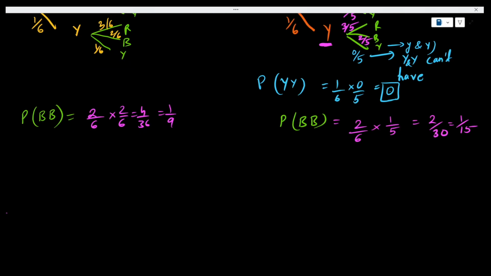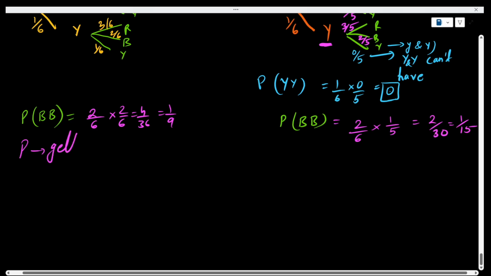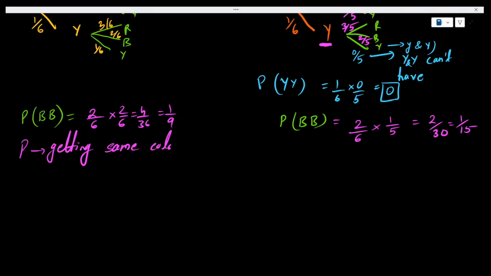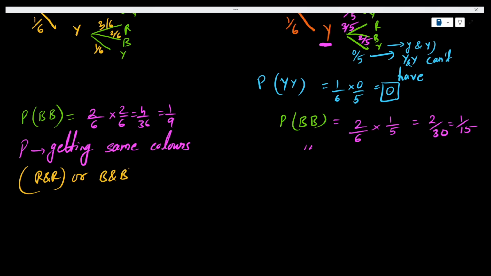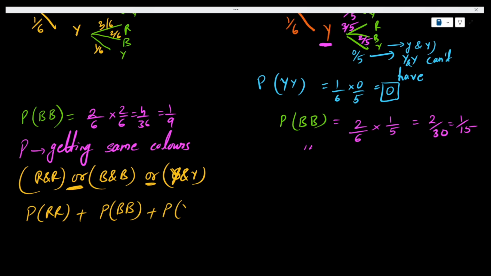What can be the probability of getting the same color? You can find it out here as getting same colors. If I'm taking the same colors, what will happen? It can be red and red, or blue and blue, or yellow and yellow, right? This is the possibility. Then the OR rule means you are going to add. So we can write P of R plus probability of getting both blues plus probability of getting both yellows. So we are using the AND and OR rules together.